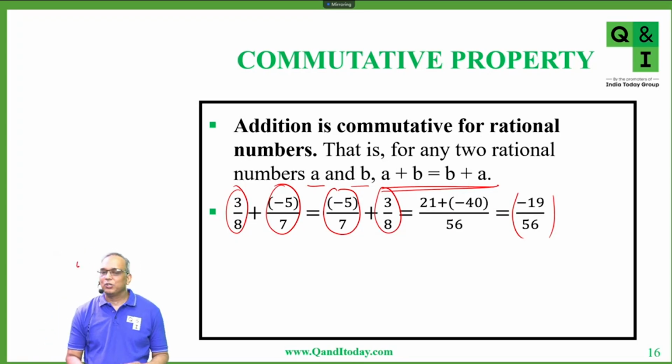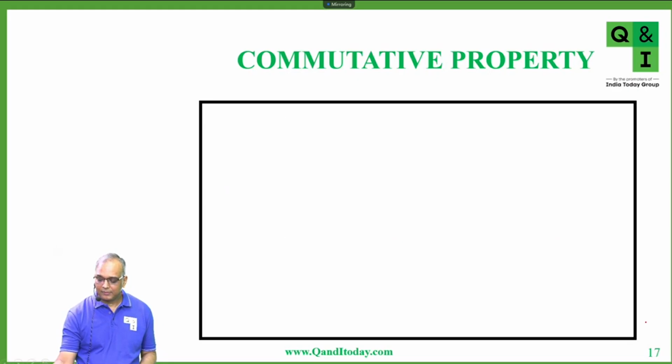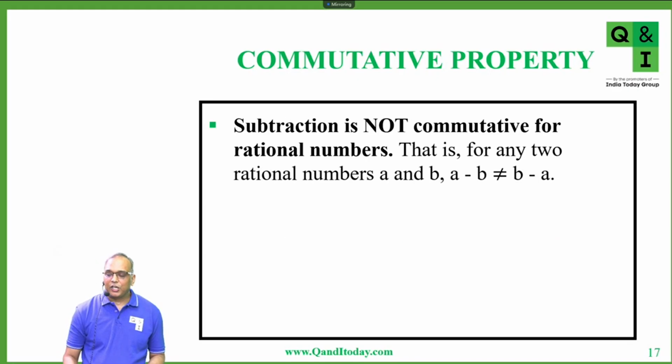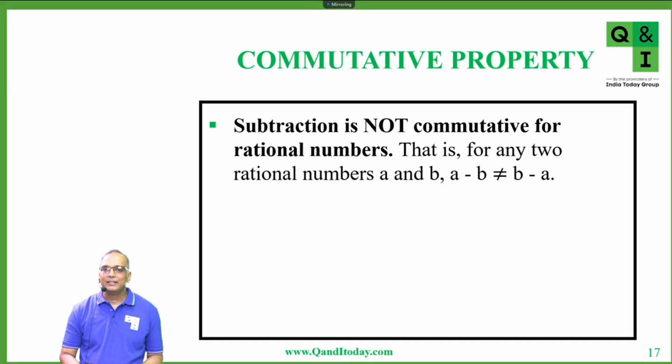Okay. So yeah, 3 by 8 added to minus 5 by 7 and minus 5 by 7 added to 3 by 8 will give you the same result. Now subtraction, is it commutative? It is not commutative.